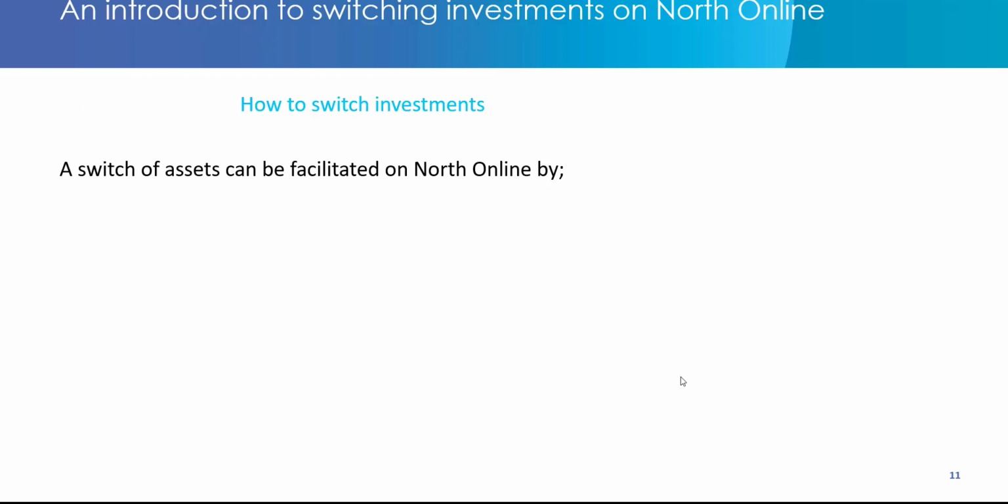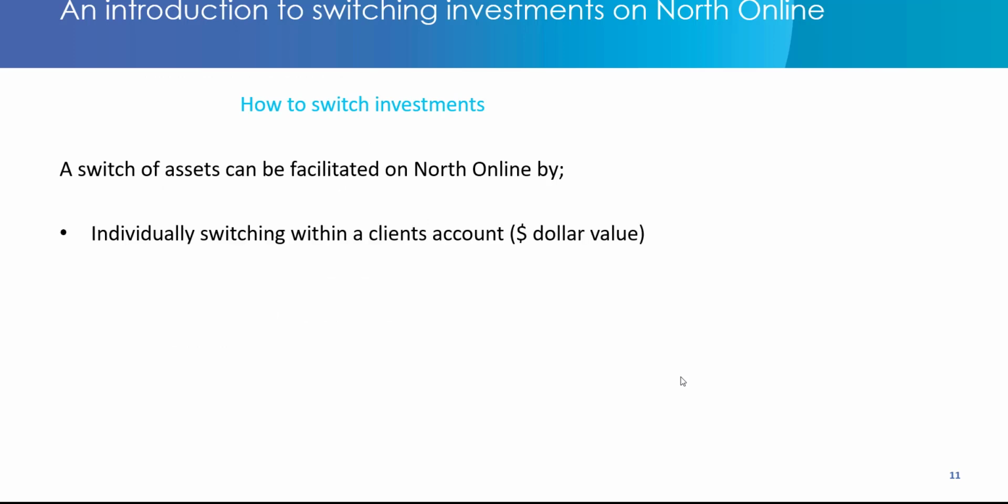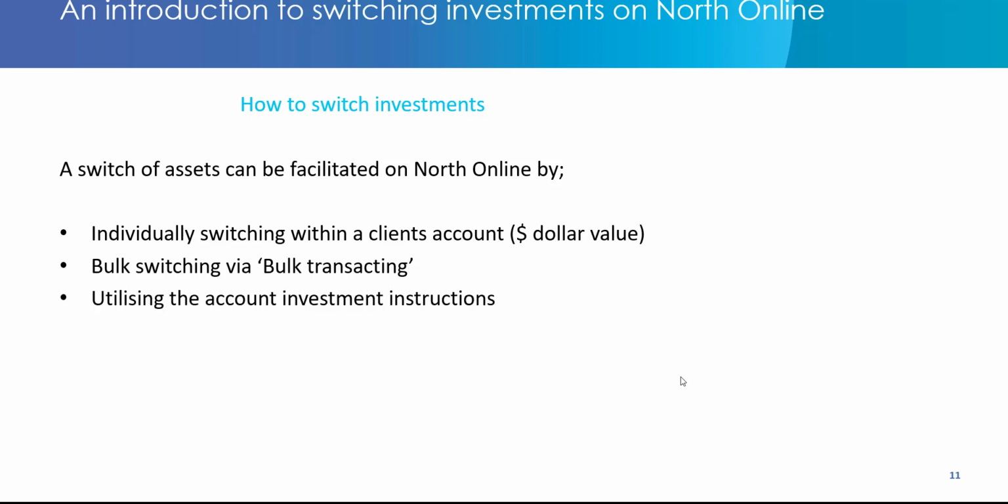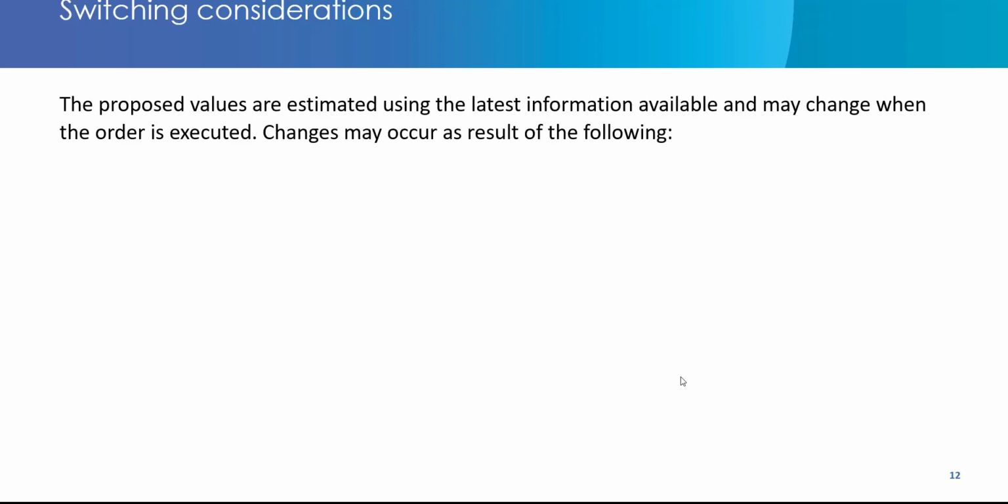So when switching investments on North Online, there's three ways that you can go about it. One is individually switching within a client's account, and that would be for a dollar value. Bulk switching via bulk transacting. You can also have the option of switching unit prices by unit prices. And then utilizing the account investment instructions. So let's look at some of the considerations before you get started.